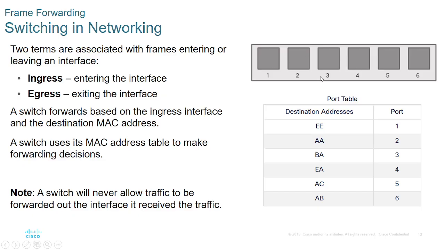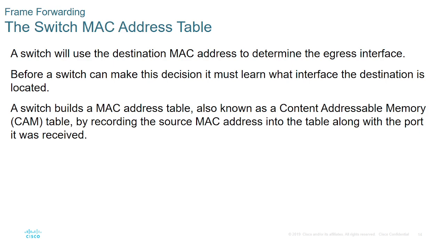A switch will keep what they call a MAC address table, and that table helps it keep track of which computers are on which ports. A switch will use the destination MAC address to determine the egress interface. Before a switch can make a decision, it must learn what interface the destination is located on. A switch builds a MAC address table, also known as a content addressable memory table or CAM table, by recording the source MAC address into the table along with the port it was received on. I want to demonstrate this part practically by going to my Packet Tracer.